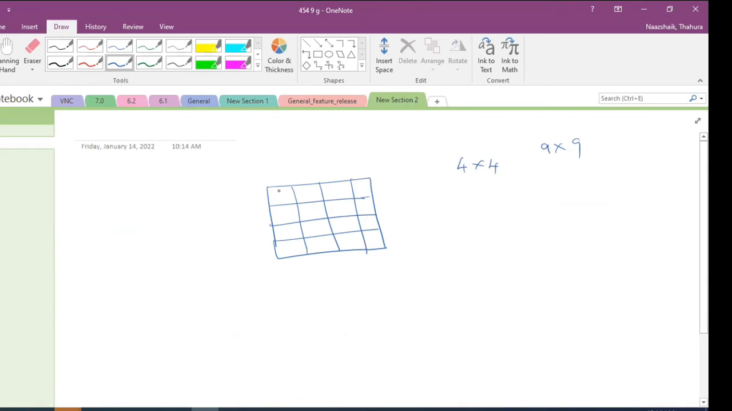The property of the queen in chess is that wherever the queen is placed, it is very powerful. It can destroy anything which comes in its row, anything in its column, and it can also destroy anything which is diagonal. That is why the queen is very powerful in chess.